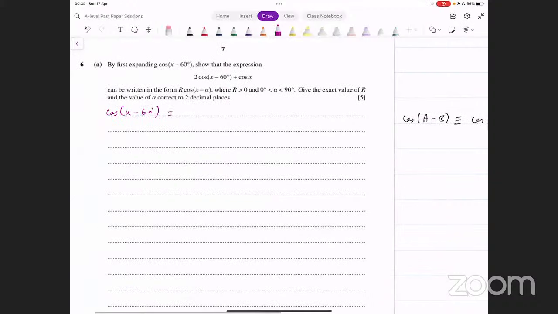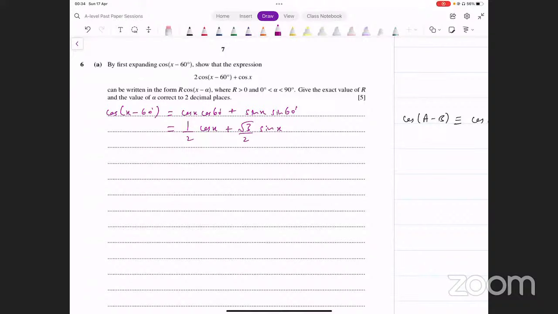What does this turn out to be? Cos of x into cos of 60 plus sin x into sin 60. ये आ गया. Cos 60 क्या होता है? Cos 60 is 1 over 2. So that's going to be 1 over 2 cos x. Sin 60 is square root of 3 over 2. So you got square root of 3 over 2 sin x. This is what we are getting. ठीक है? ये फॉर्म आ गई.